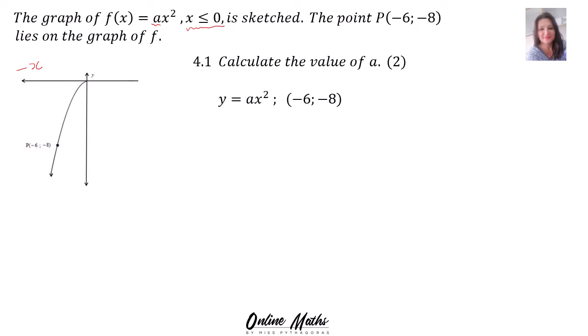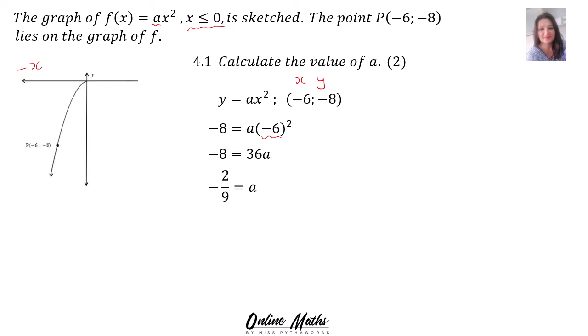So there's the equation. In f of x's place, we can substitute y, and then ax squared. The only point we have other than the point 0, 0 is the point negative 6, negative 8, which consists of an x and a y. So in y's place, we substitute negative 8, in x's place negative 6. Negative 6 squared becomes positive 36. We will divide away the 36 and simplify, and in the end, a's value is negative 2 over 9.